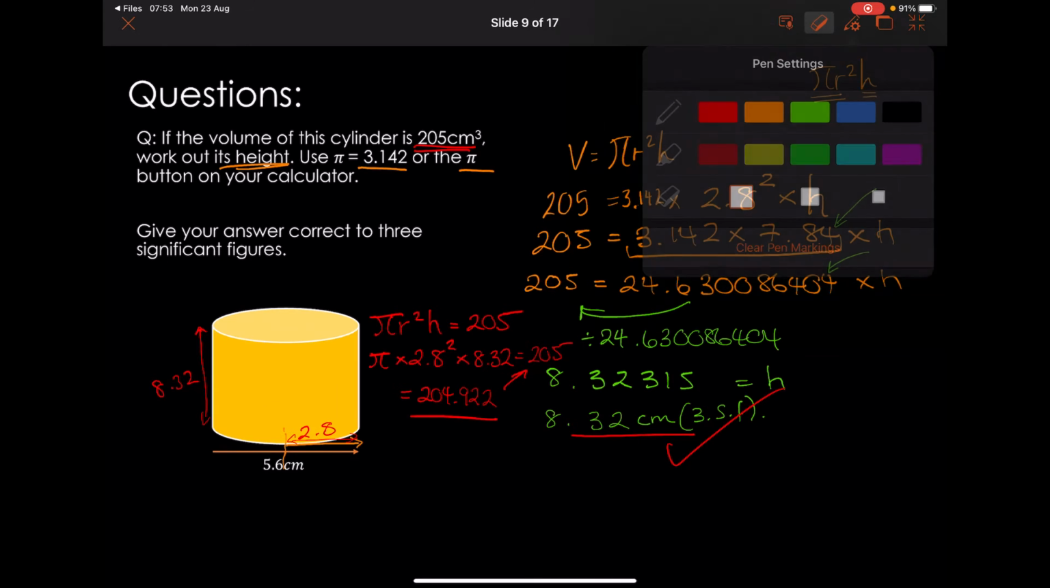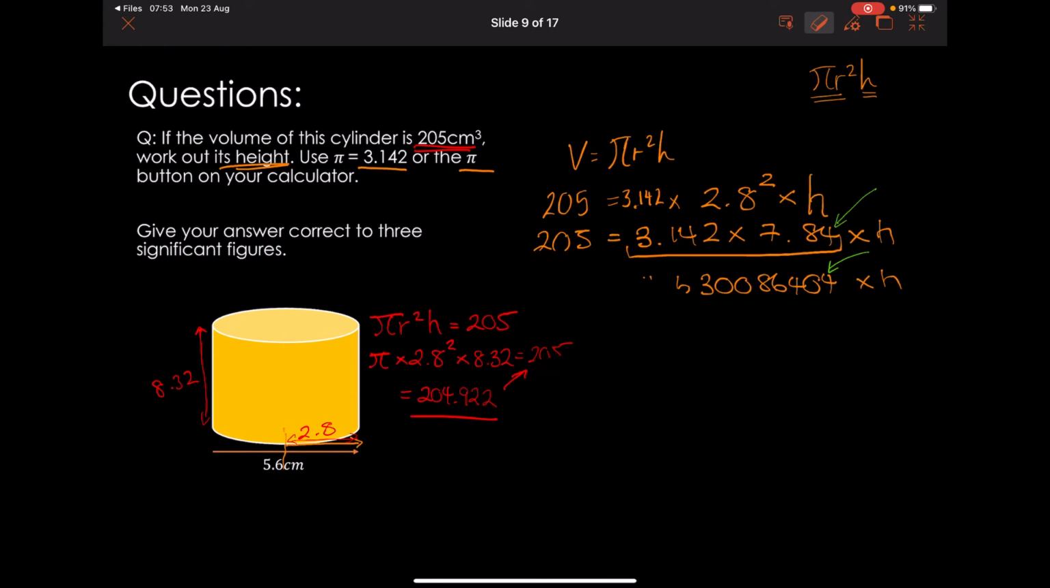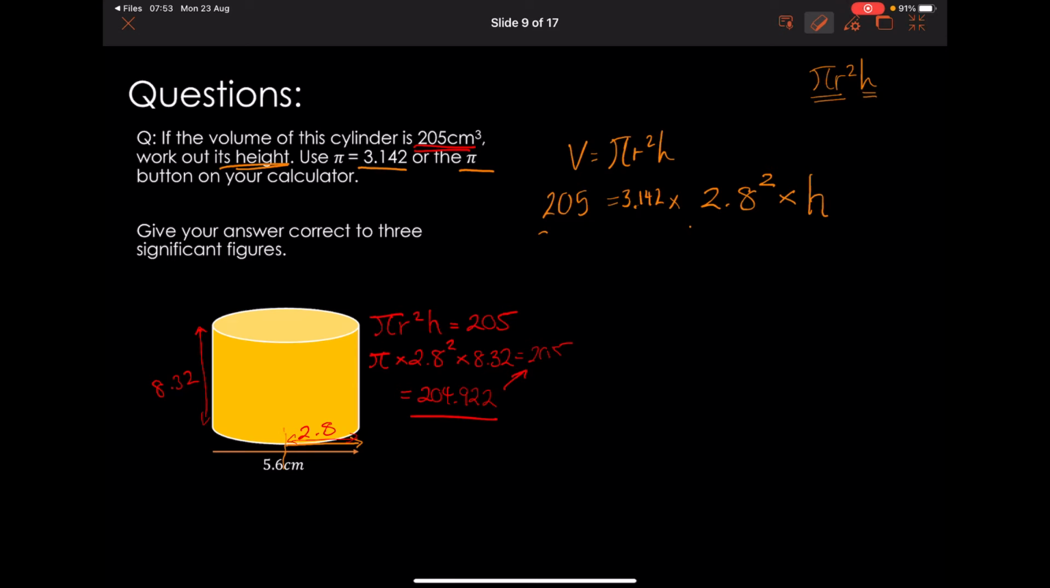Now quickly going back, if I get rid of all of this, going back to here, because I don't want you to be confused. What you could have done was we could have divided by 3.142. So 205 divided by 3.142 gives us 65.245. And that equals 2.8 squared times h. Because I've divided by 3.142, it's moved it over to this side. We've technically done the same to both sides.